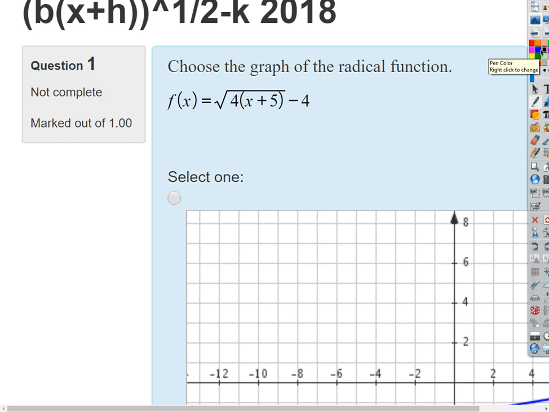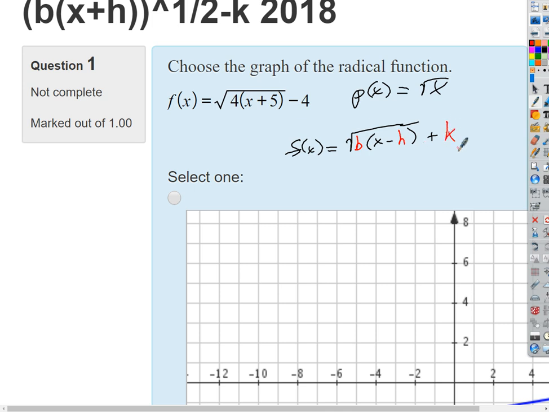Okay, real quick, what's going to be the parent function here? What kind of a function is this? It's a square root. So our parent graph is square root of x, right? So what's f of x going to be? If we're going to tweak this, we're going to do a square root of b times x minus h plus k.